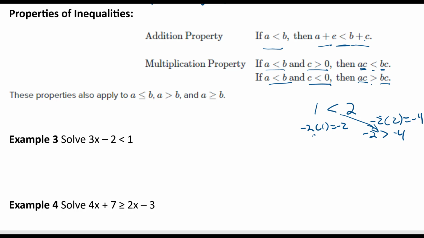So we're going to solve these much like we would solve an equation. I'm doing example 3. 3x minus 2 is less than 1, so I'm going to add 2 to both sides. So 3x is less than 3. Then I want the x by itself, so I divide by 3, and x is less than 1. So it's going to be negative infinity up to 1.